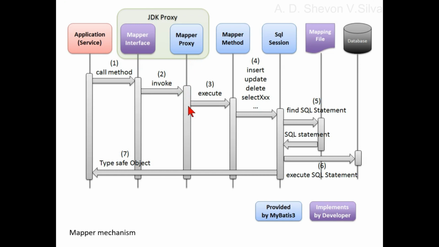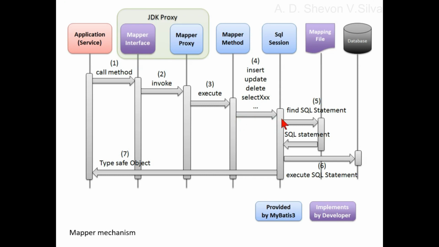3. The mapper proxy generates a mapper method corresponding to the called mapper interface method and calls the execute method. The mapper method plays a role of calling the SQL session method corresponding to the called mapper interface method. 4. The mapper method calls SQL session methods.